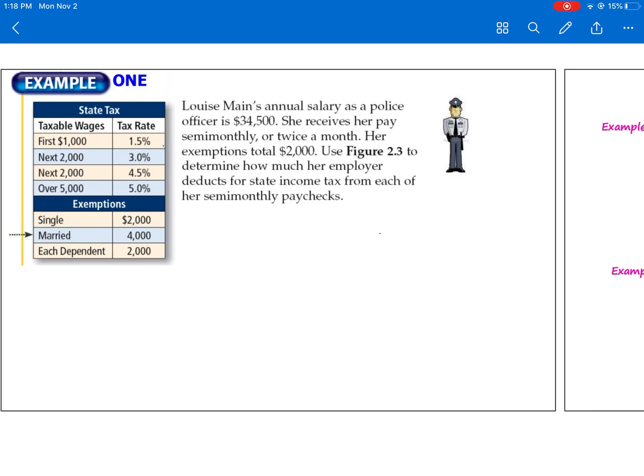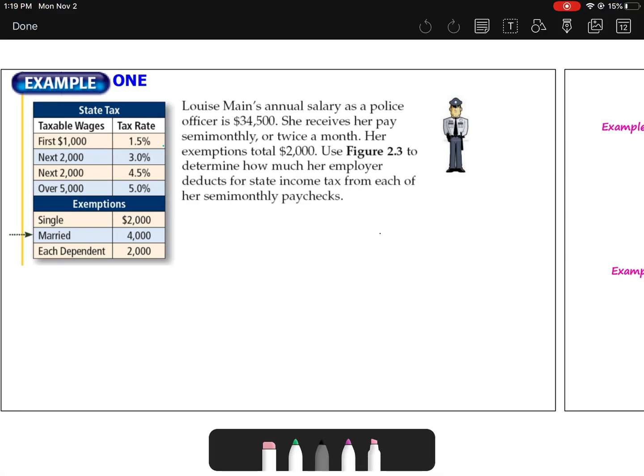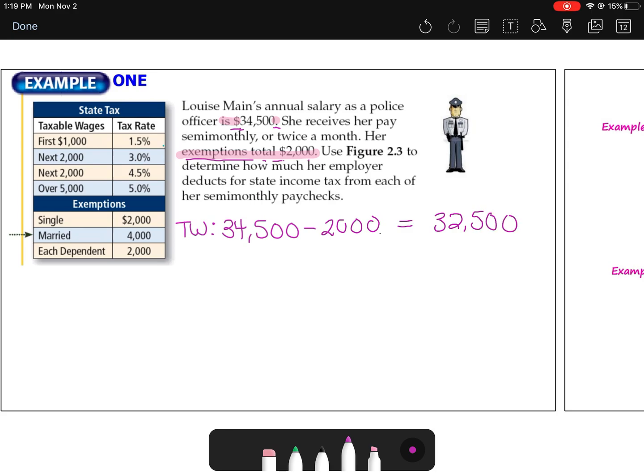Okay, so first thing I need to do when dealing with state tax, just like what you did with 2.2, is I need to find my taxable wage. Okay, so I notice she makes $34,500. And I need to subtract her deductions, or her exemptions. So here it is, $2,000. Okay, so her taxable wage is $32,500.